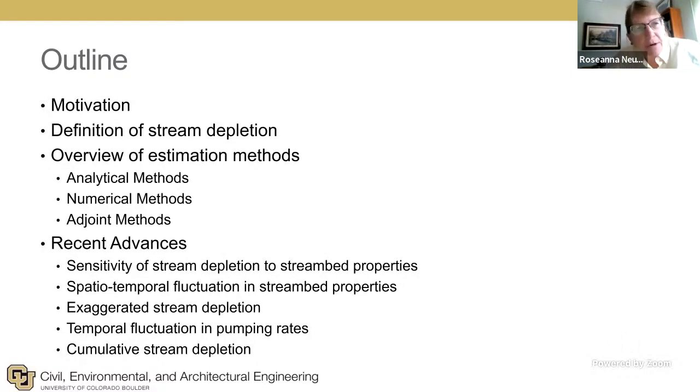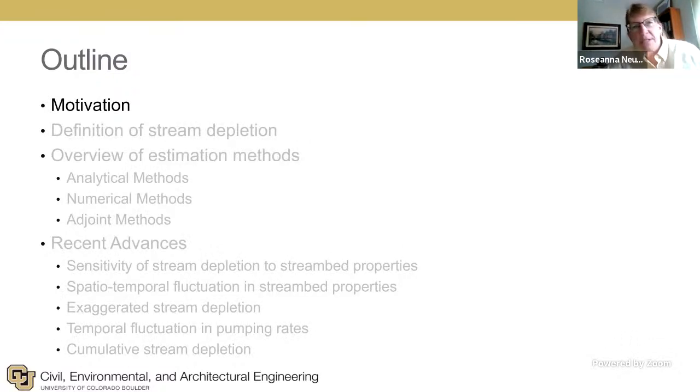Well, I'll start out with some motivation. The topic is stream depletion, so I'll talk about why we care about stream depletion. I'll give a definition of what stream depletion is, some overview of estimation methods that we use to estimate stream depletion, and then some of the recent advances that have come out of my work and the work of my students.